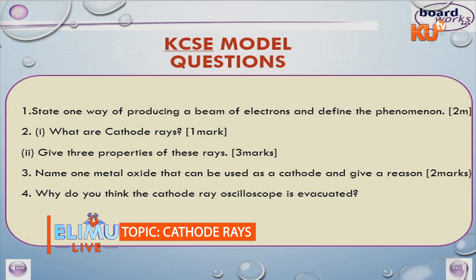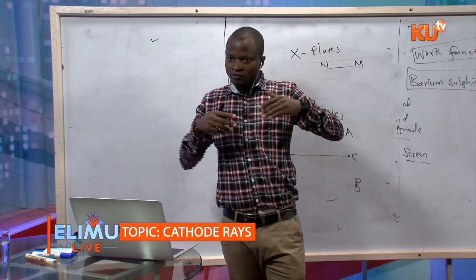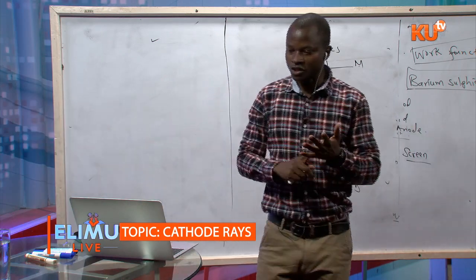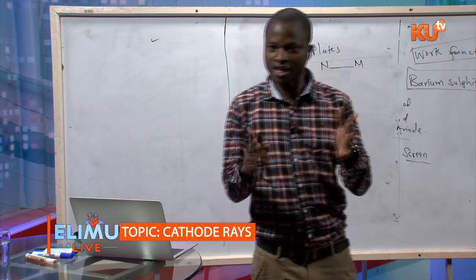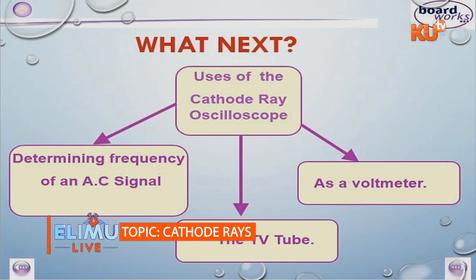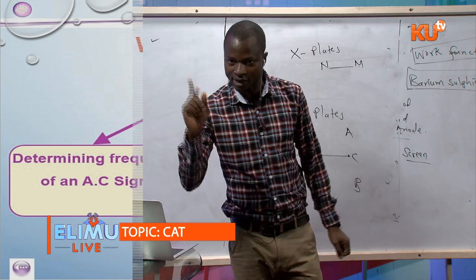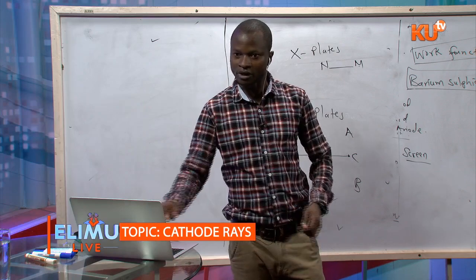If we shall have time in our next lesson, we will talk about the last slide. We shall talk about the uses of the cathode ray oscilloscope. We have just looked at its main parts. We shall look at the uses, and they are, to mention a few, as a voltmeter, the TV tube, and determining the frequency of an AC signal. So you can read on this on your own, especially determining frequency, and that will be great.